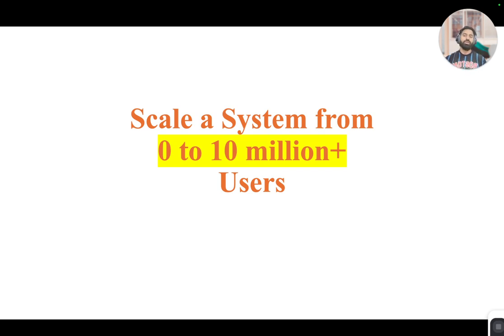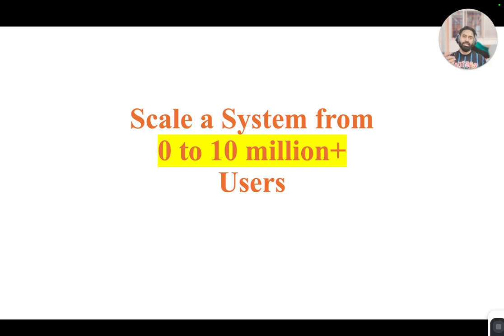So first of all, most successful systems don't start complex, right? They grow into complexity slowly. The biggest mistake engineers make is trying to design for massive scale on day one. The smartest systems begin simple, observe the real bottleneck, and evolve step by step as the demand increases.